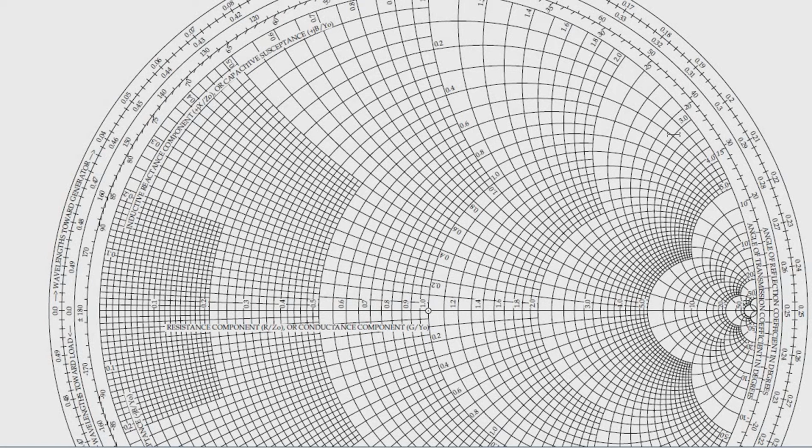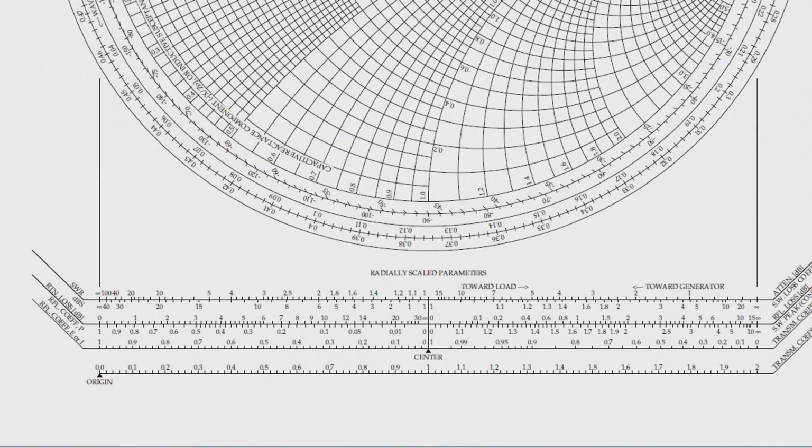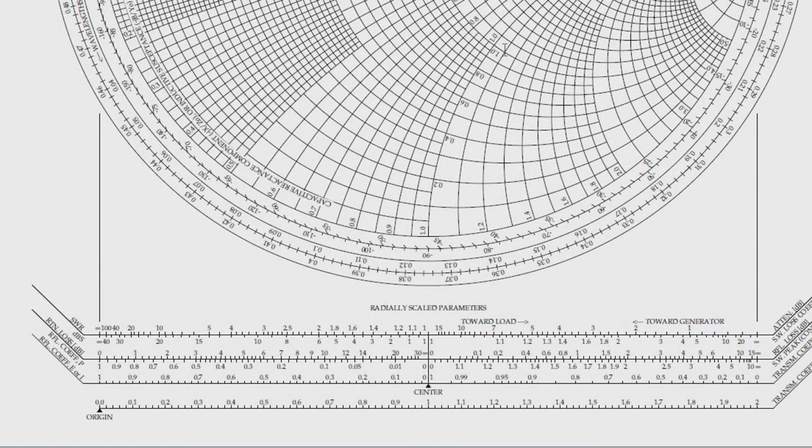When you move to this, all these circles, these arcs that you find above this reference line, we are going to use for the complex, meaning imaginary part. These are the positive values. When you come down, all these we are going to use for the negative values. Capacitance component and inductance component are going to be used here.